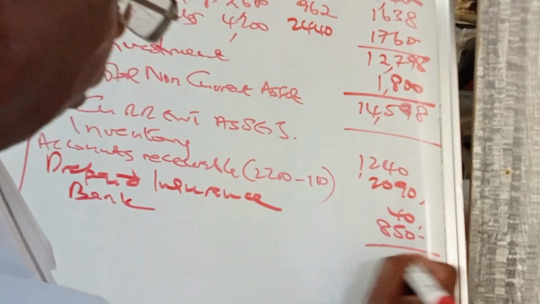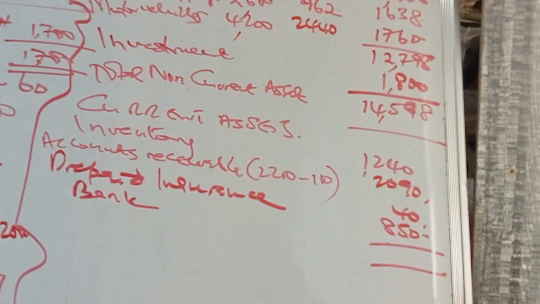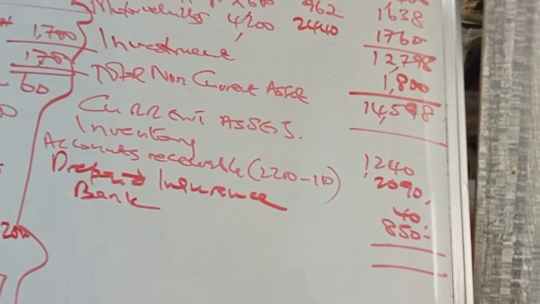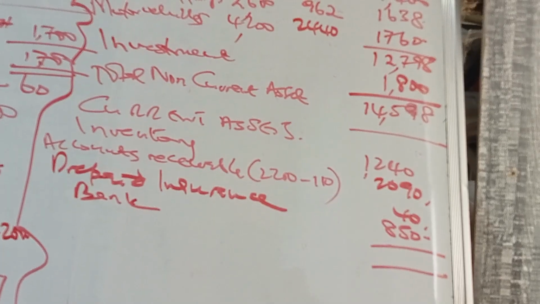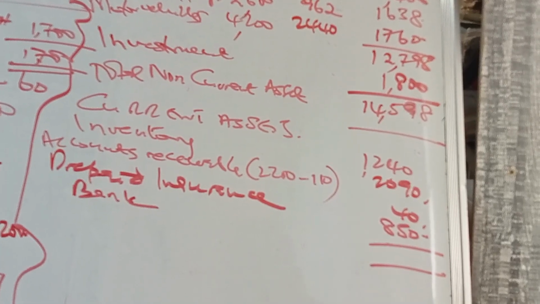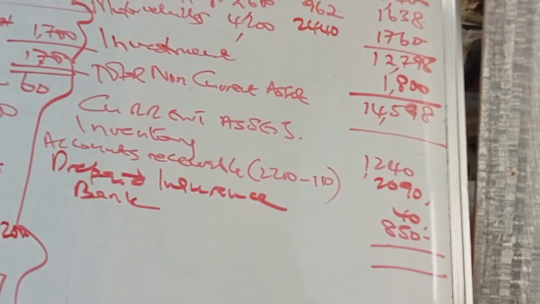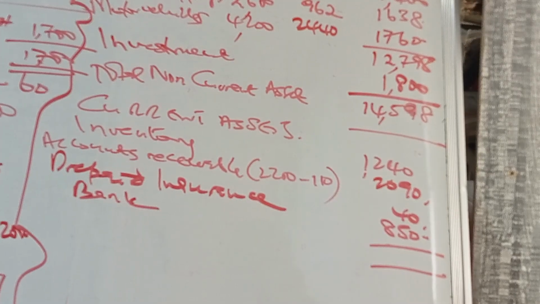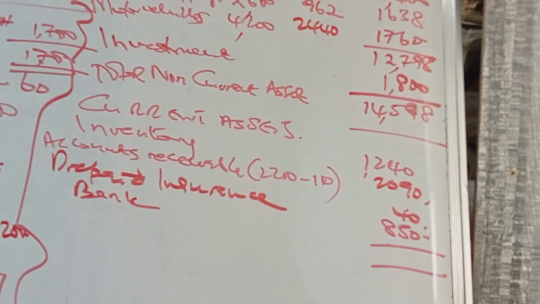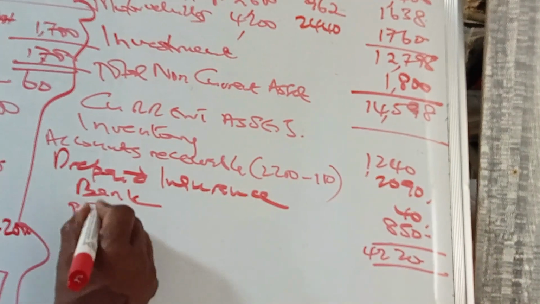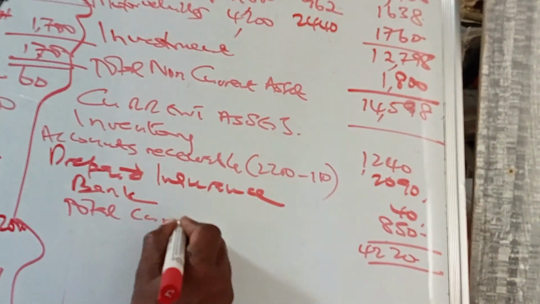So if we add everything, we get 1,240 plus 2,090 plus 40 plus 850. We get a figure of 4,220. Total current assets.